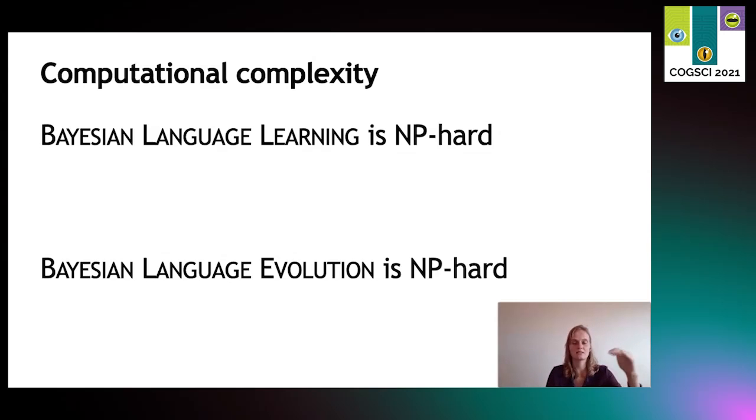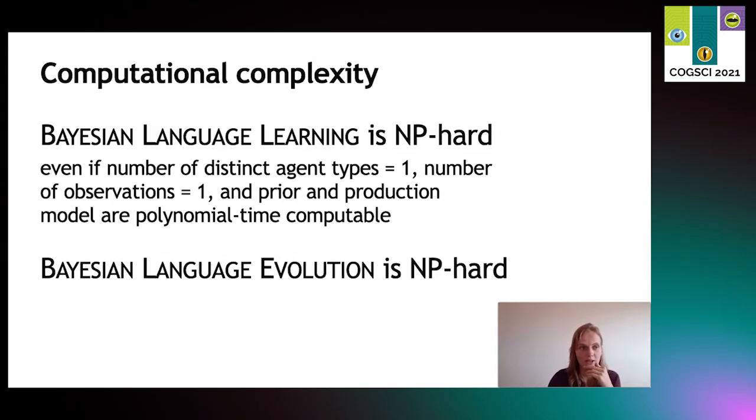And we found that these two models or steps in the process are intractable even if we constrain the input domain in certain ways, such as constraining the input domain such that there's only one type of agent, and each learner receives only one observation, and when the prior and the production model are themselves polynomial time computable. So the intractability is not hiding in the prior or the production model.